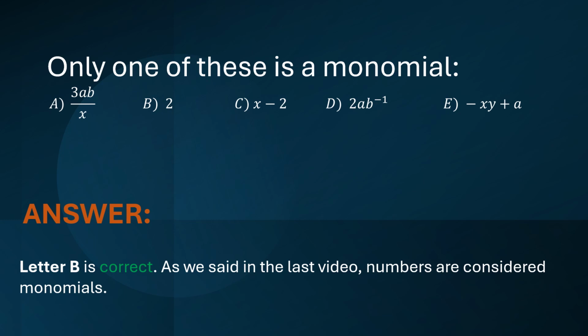Letter D, 2ab to the negative 1. As I just said, the exponents on letters, remember, on letters, this is important, must be natural numbers. So b to the negative 1 is like saying 2a over b, basically, and so it's not a monomial by definition. That negative 1 is what's wrong with this. Then last but not least, letter E, negative xy plus a. Here we have multiplication, but we also have addition. And this is not allowed for monomials.